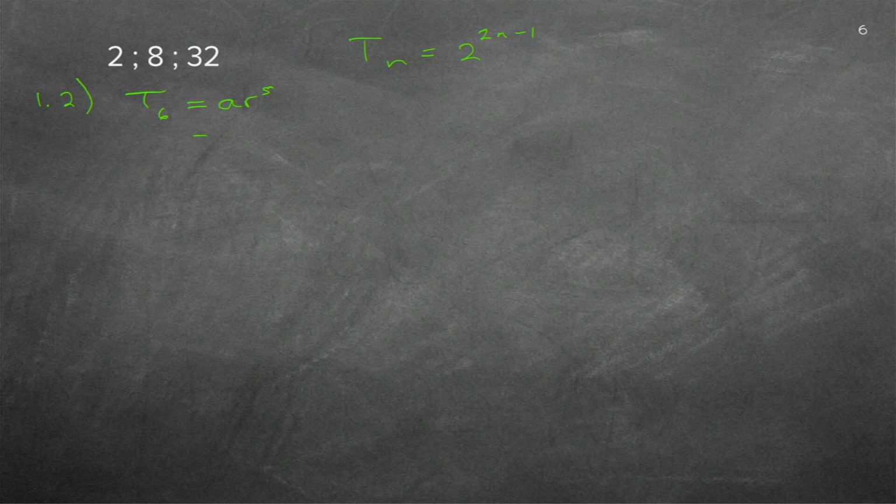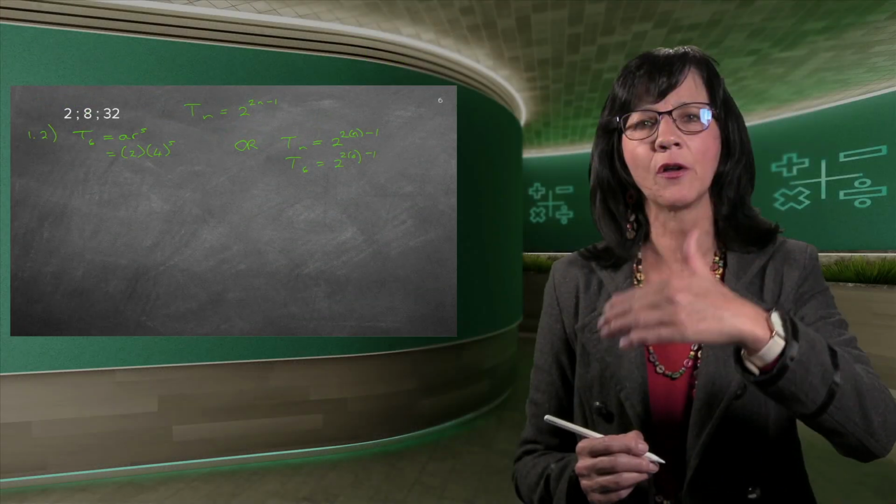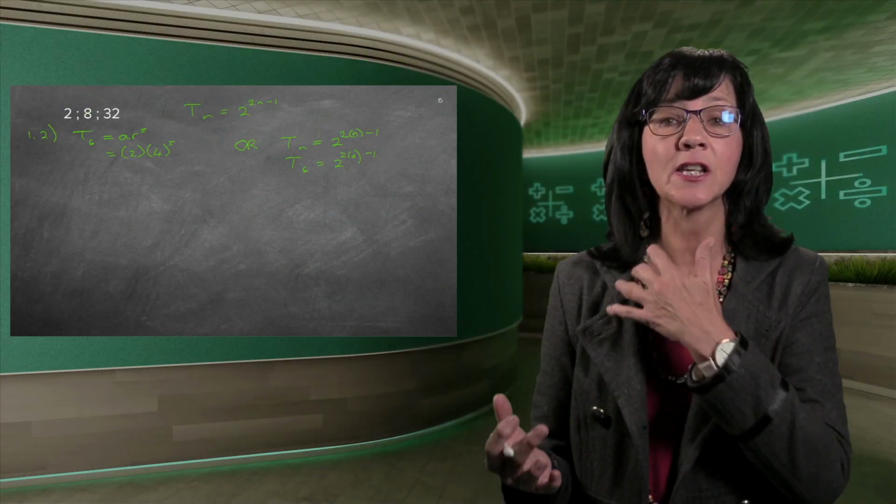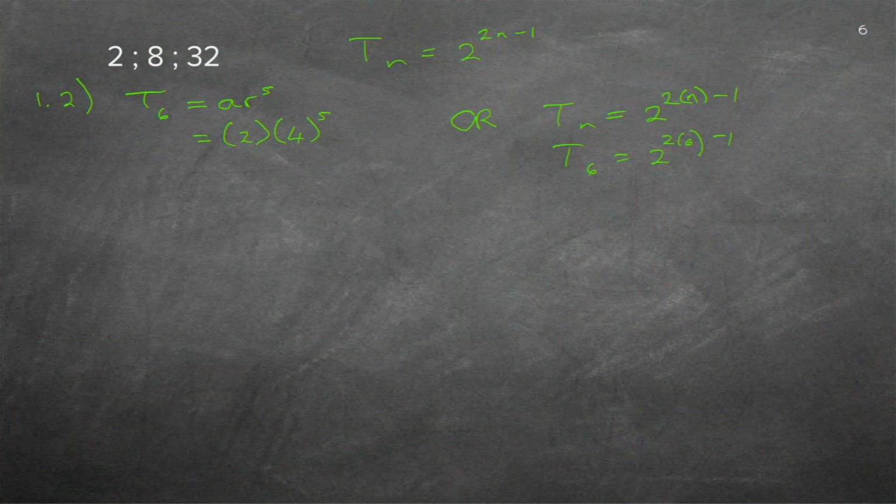I do have my A, which is 2. I do have my R. You remember my R was 4 to the power of 5. You can now either do this, or you can use this formula, 2 to the power of 2n minus 1. And what is the n in this case? Let's leave the n there. The n in this case is 6. So it's 2 to the power of 2 times 6 minus 1. Be very careful. That little minus 1, many times people bring it down and then it looks like a normal minus 1. It's a little exponential minus 1. So if you work out this one, or if you work out this one, you're going to get exactly the same answer.